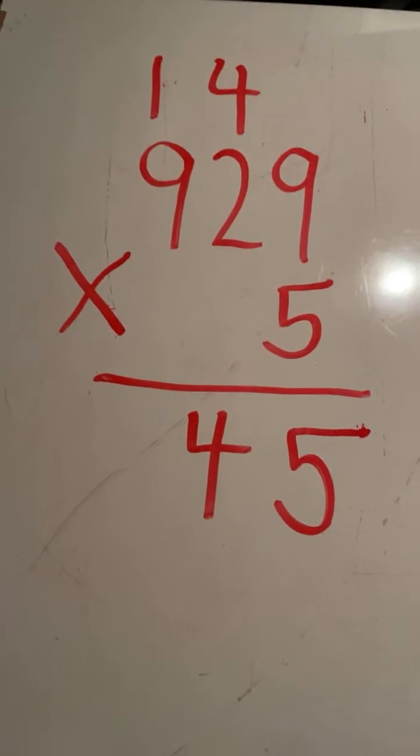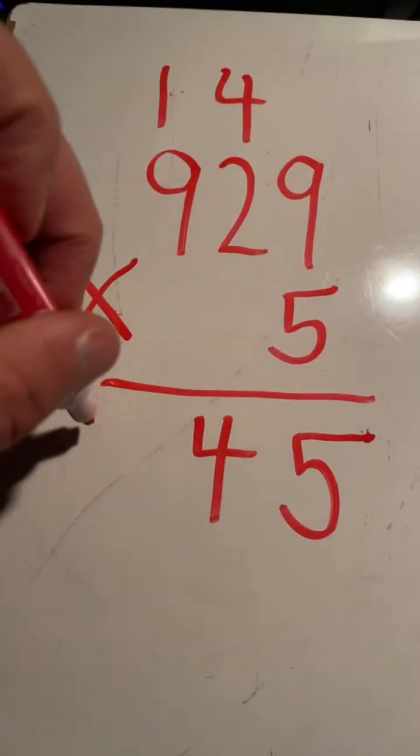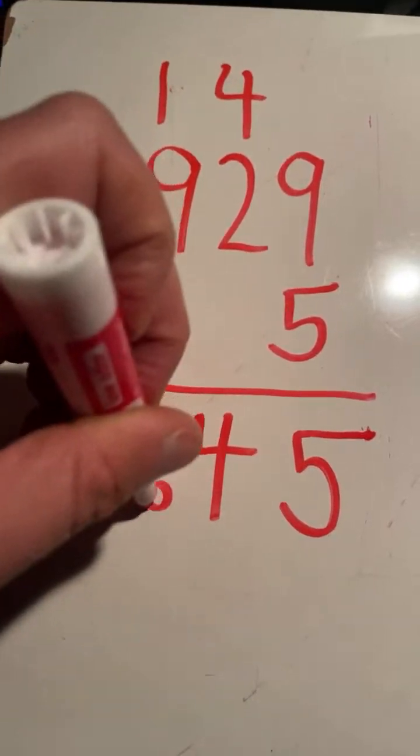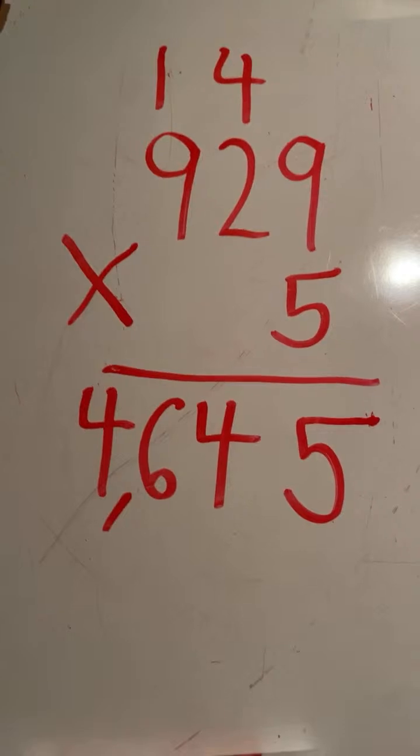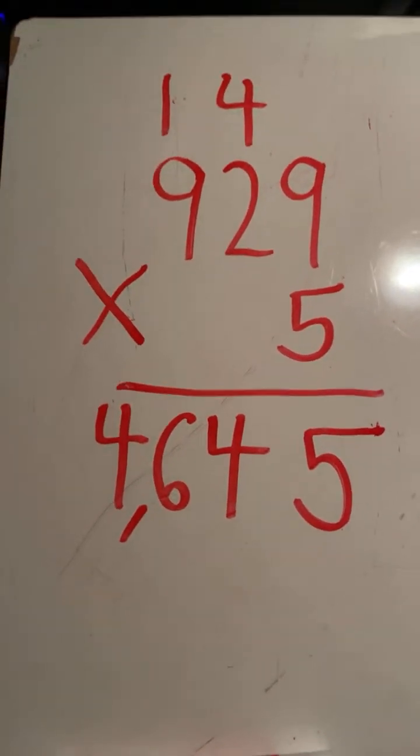9 times 5 again equals 45. Plus 1 equals 46. And we have our final answer. 929 times 5 equals 4,645.